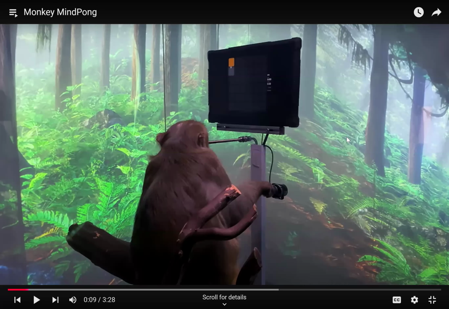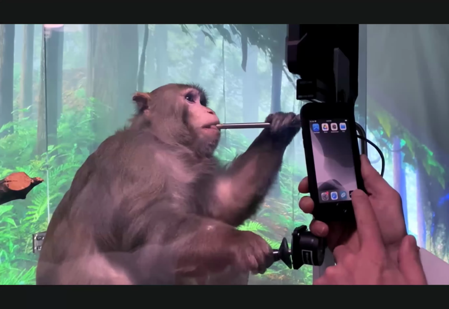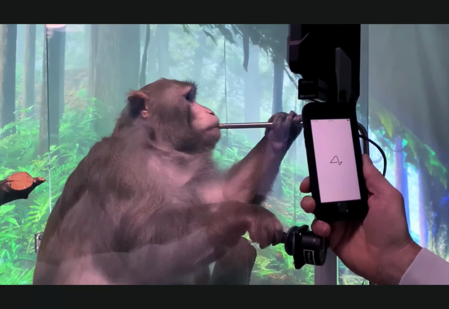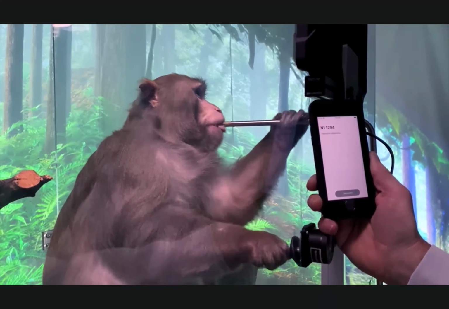If you look carefully, you can see that the fur on his head hasn't quite fully grown back yet. He's learned to interact with a computer for a tasty banana smoothie delivered through a straw. We can interact with the Neuralinks simply by pairing them to an iPhone, just as you might pair your phone to a Bluetooth speaker.